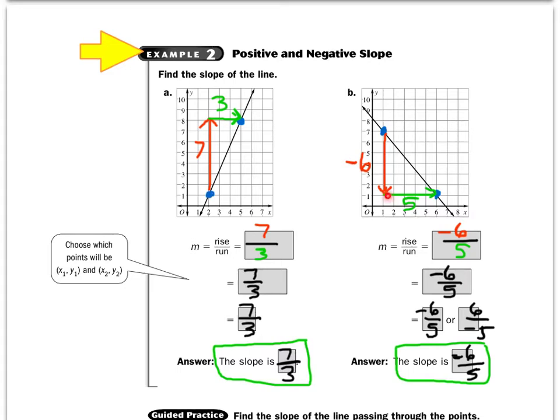But then I still have to run forward to get back to the line. So that's why it's 1, 2, 3, 4, 5, a positive 5. So when I write the slope is rise over run, that would be negative 6 over 5. And I can't simplify that, so my slope is negative 6 over 5, and you're done.